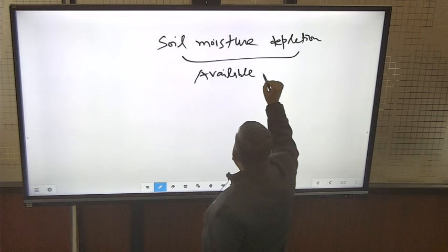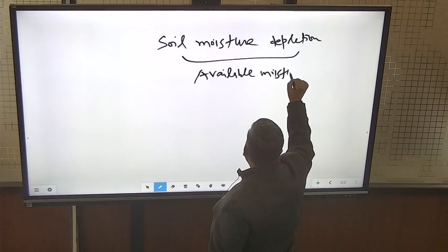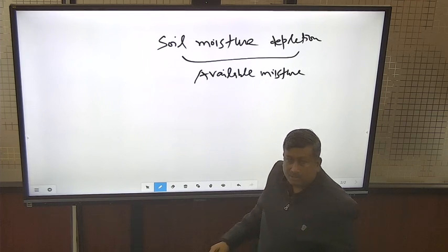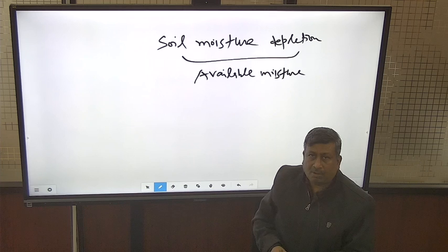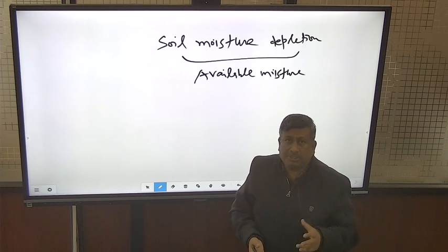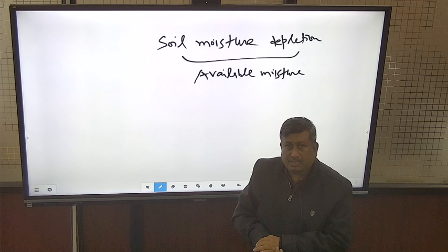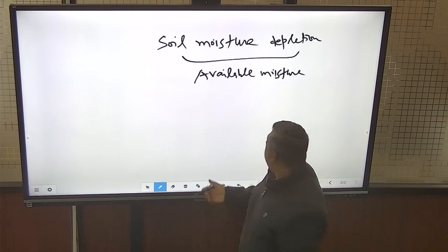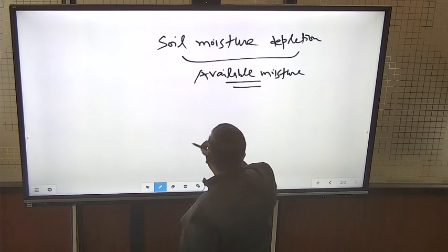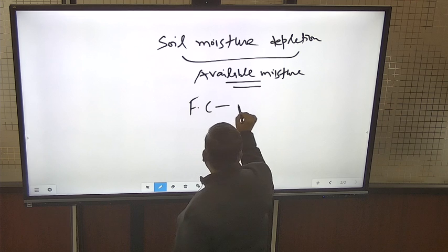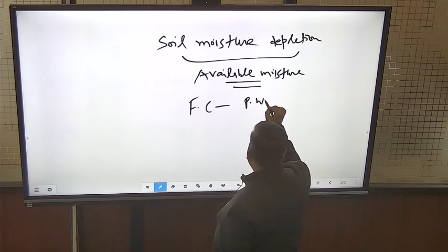This is very important. All the moisture or water present in soil is not available to the plant. Only a small part or proportion is available to the plant, and that amount is known as available moisture. And this available moisture or available water is between field capacity and permanent wilting point.